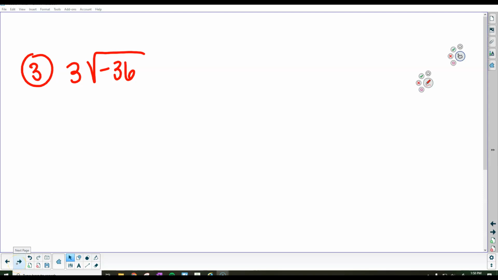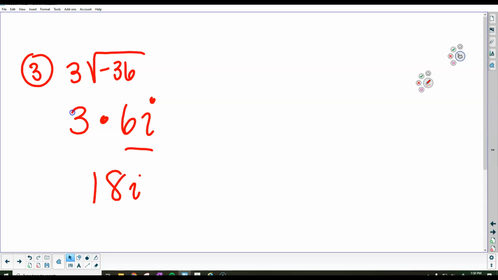Y'all, what's the root of just plain 36? Right. So the root of negative 36 is 6i. There's already a number down here, so we're going to multiply these. So the root of negative 36 is 6i, and we just multiply. So 3 times 6, that's just 18, and then don't forget the letter i.